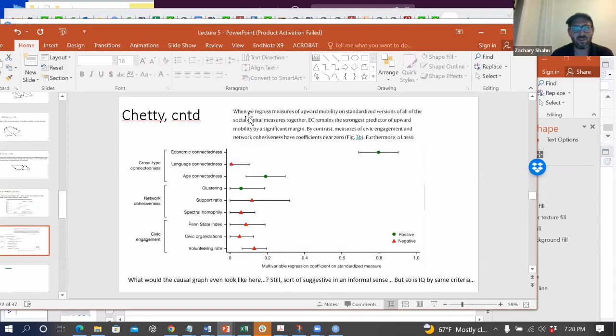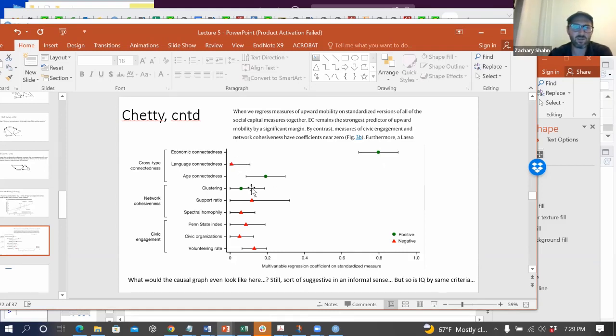And what they say in the paper, the way they try to get at this, is: when we regress measures of upward mobility on standardized versions of all of the social capital measures together, economic connectedness remains the strongest predictor of upward mobility by a significant margin. By contrast, measures of civic engagement and network connectedness have coefficients near zero. They did a regression where they threw in the thing that they're considering their treatment, which is economic connectedness. These are like coefficients in their regression on the x-axis. So it had a big coefficient. So that means that they want you to interpret this as economic connectedness causing social mobility, which is the outcome of the regression that they fit.